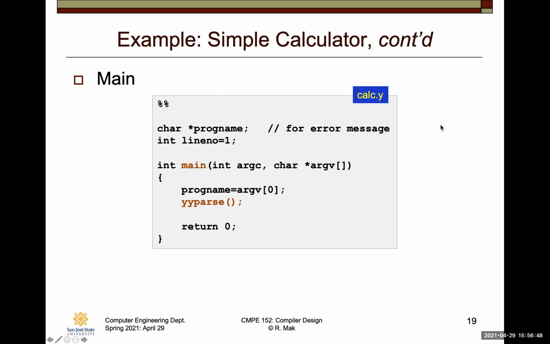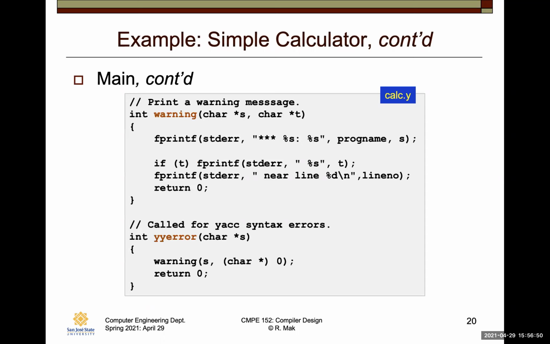Okay, so there are a couple of other things. There's yyerror. When the parser detects a syntax error, it's going to call yyerror, and then you have to write what you want yyerror to do. So here I wrote yyerror. This is the signature of yyerror, and I just want to print out a warning message. So very simple.